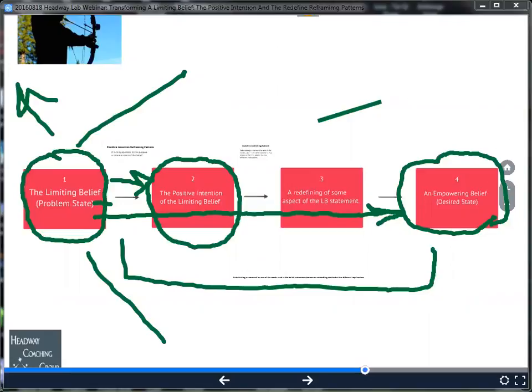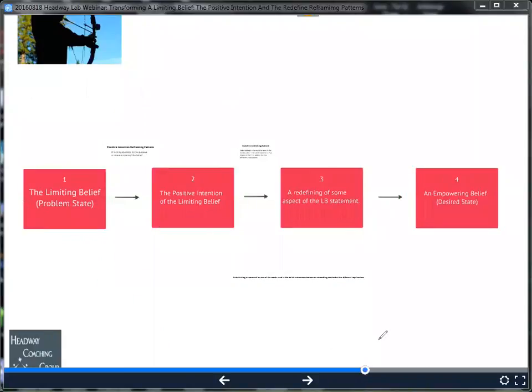Let me close. Well, okay, I think I cannot move it forward. I need to actually remove all my drawings, clear all drawings. Okay, now I can move forward.